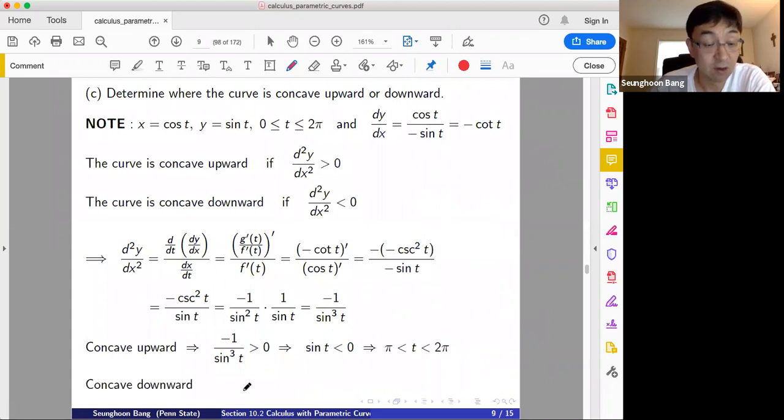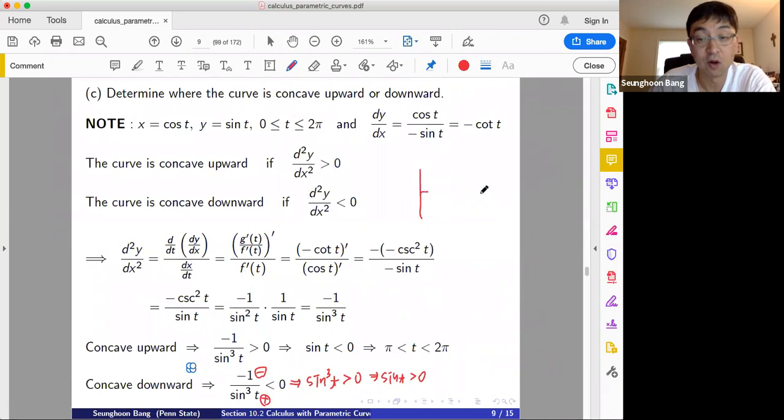Concave downward means the second derivative is less than 0. The top one is negative and the bottom one is positive, so the whole thing is negative. So we have sine cubed t greater than 0. Automatically, the inside one, sine of t, is greater than 0.